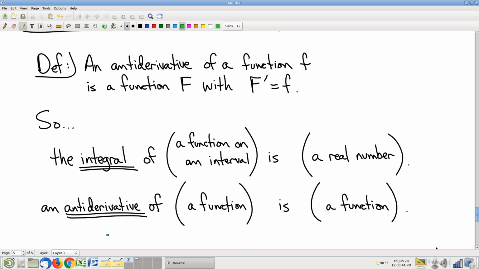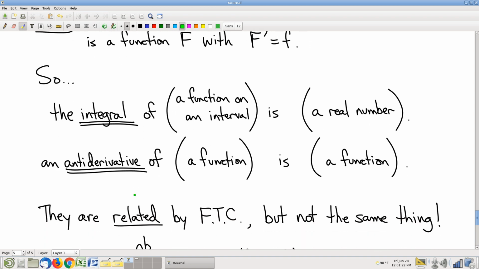Furthermore, we get different answers. An integral, ultimately, when you're done computing it, is a real number. That's what an integral is. And fundamentally different, an antiderivative is not a real number. An antiderivative of a function is another function. So these are not only not the same thing, they're not even the same kinds of things.